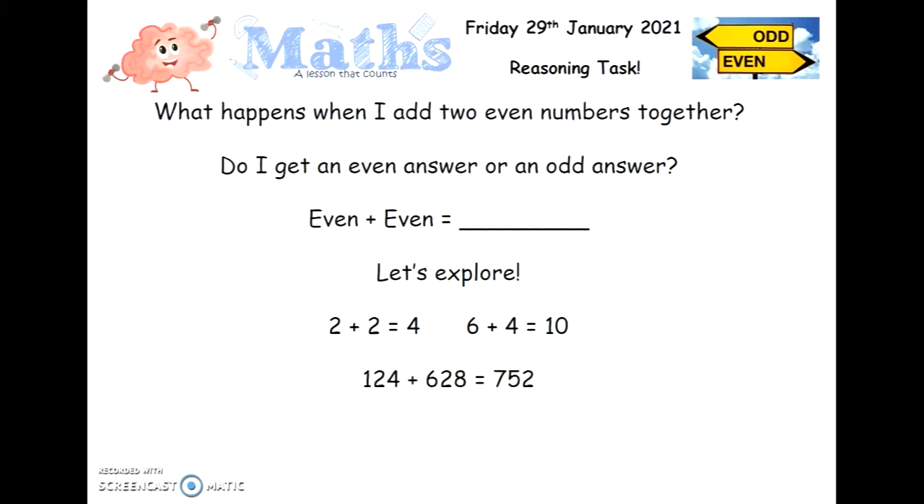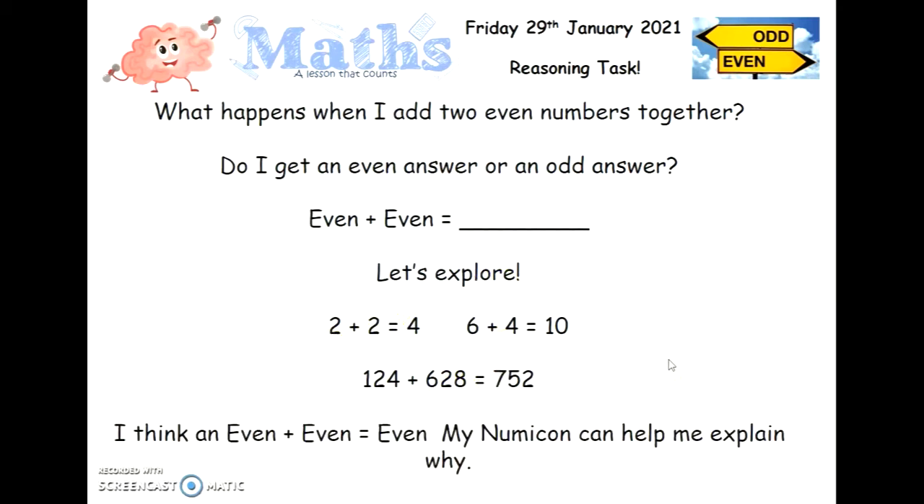And then I've tried a larger question, so 124 add 628. And I've quickly added that in my head, and I've gone 600 and 100, that's 700. 740, 748. Add on the 4, 752. It's still even. I feel like I've got enough proof now because I've done it 3 times, plus a couple of extra times that I just said out loud. So I think an even number plus an even number will always be an even number.